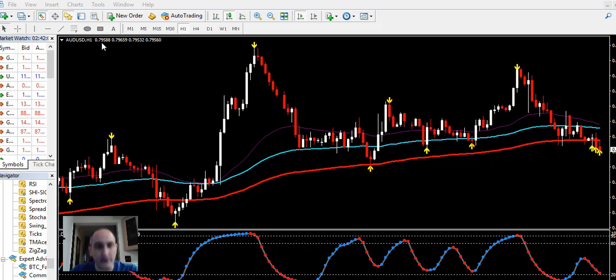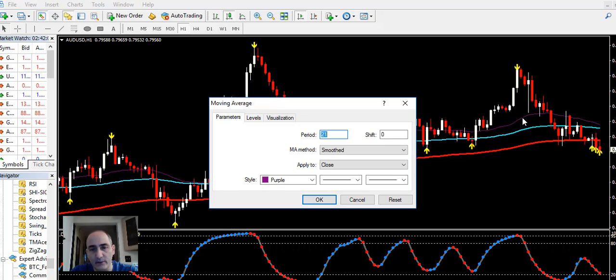So what I'm looking for here is, as you see my chart set up here, of course the bear candles are red. It's an hourly chart. The bull candles are white. I have 3 moving averages here to help me determine what the trend is. The thin purple line here is a 21-day smooth moving average. The thicker teal line, or aqua as it says here, is an 89-day exponential. And the thicker red is a 144 exponential.